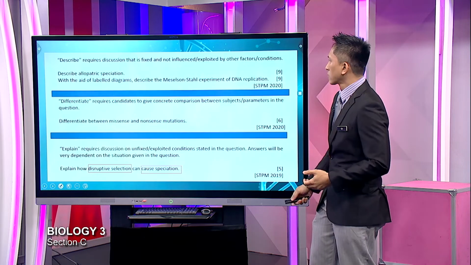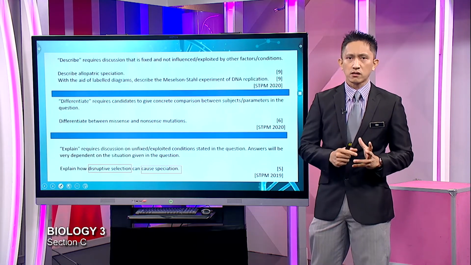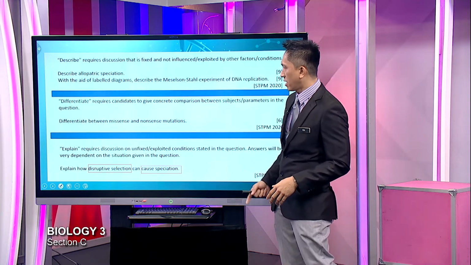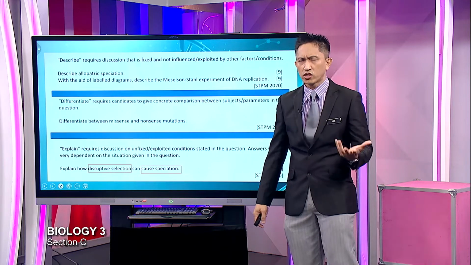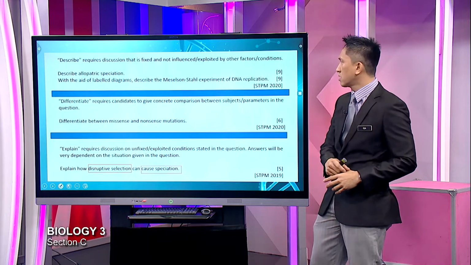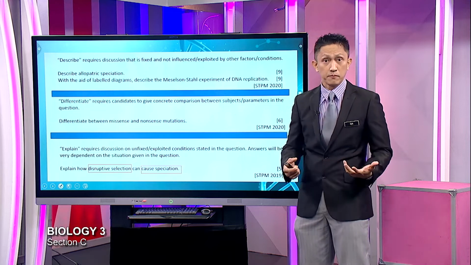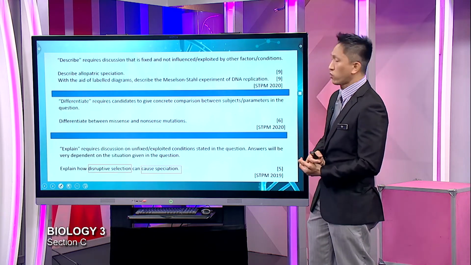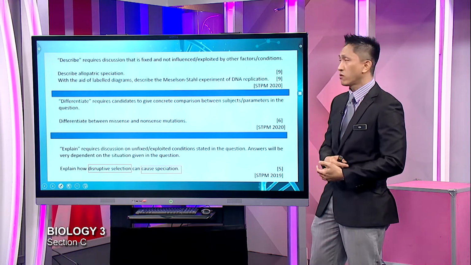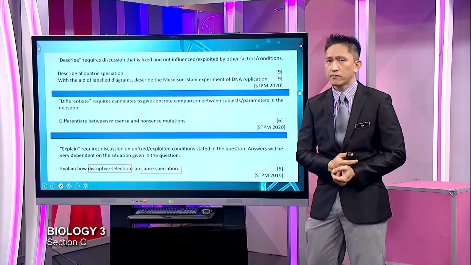Okay? Now, candidates, I'm sure you have come across these 3 types of questions that usually come in the exam, which are describe, differentiate, and explain. How do they differ from each other? For describe, it requires discussion that is fixed and not influenced by factors or conditions. Examples are from SPM 2020, the recent exam: describe allopatric speciation, and with the aid of labelled diagrams, describe the Meselson and Stahl experiment of DNA replication.